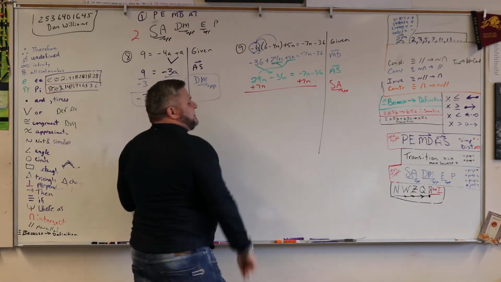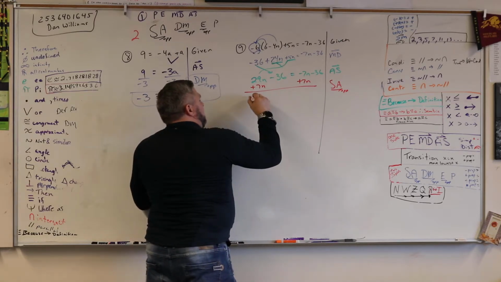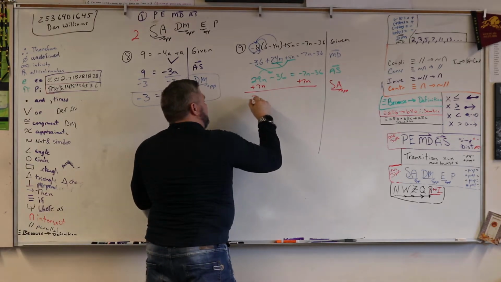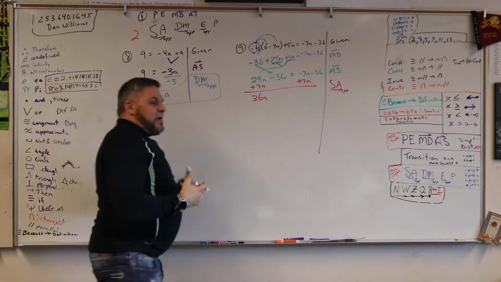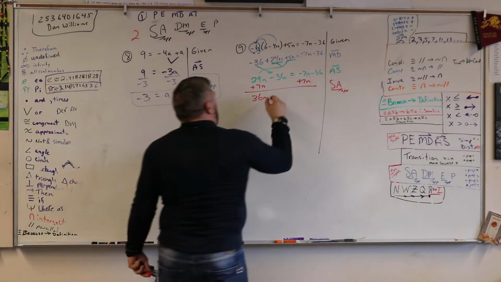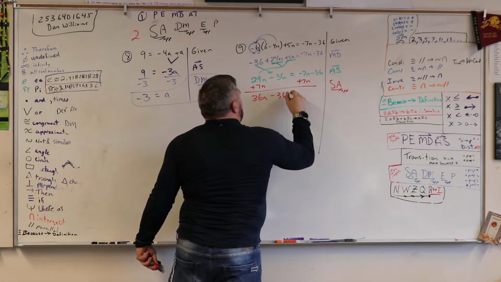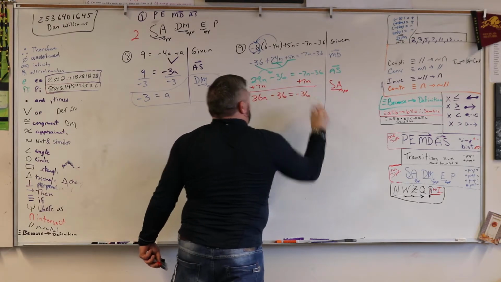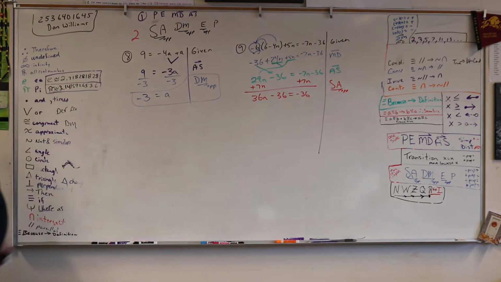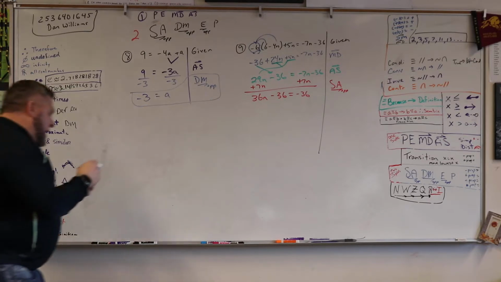And what's 29 and 7? 36. Adding them, right? All right, 29 plus 7 is 36, so 36 minus 36 equals negative 36. Okay? So, now what?